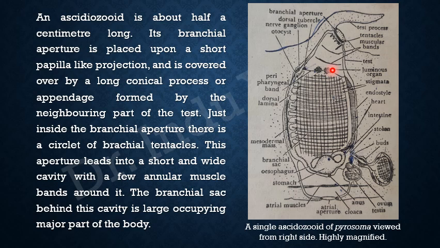This animal, as you know, is known as Pyrosoma, that means the fire animal. And these illuminated organs, the organs which emit luminescence, are responsible for the name of this animal. On the peripharyngeal band, on its dorsal side, is present the dorsal tubercle. Here it is the dorsal tubercle, and a nerve ganglion, even dorsal to the dorsal tubercle, and an otocyst. These are sensory structures.